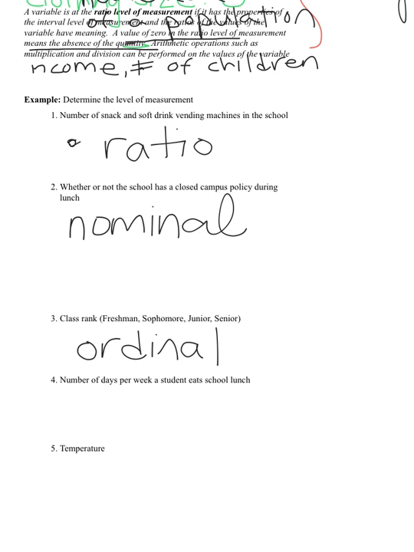Number of days per week a student eats a school lunch: 1, 2, 3, 4, 5, 6, 7. You also have a 0, and 0 would mean no days. It would mean an absence. So that's your ratio. And then finally, temperature. We talked about that. 0 degrees does not mean an absence of temperature. It means it's really cold.